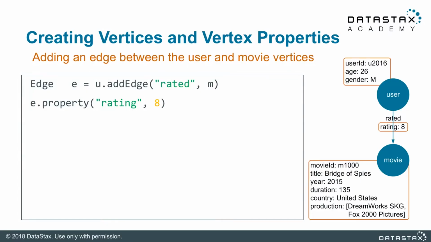It wouldn't be a graph use case if we didn't connect our vertices together, so let's go ahead and do that. Here we're defining an edge E. Notice how we call the U user vertex from before, and the addEdge method with an edge label called rated and the end vertex. Our relationship here is user rated a movie, so we start with the user vertex, addEdge method, edge label, then add the end vertex, in this case movie. We can then take that edge and add properties associated with it using the property method. A user rated a movie with a rating of 8 in this case.